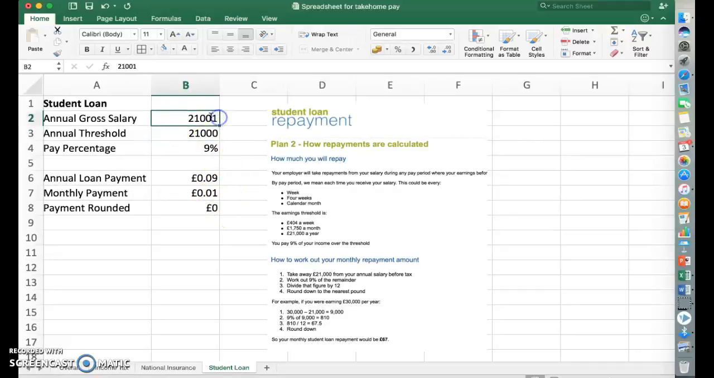So you'd have to start to earn a little bit over to start paying any amount back. Okay, so that's how you calculate student loan repayments.